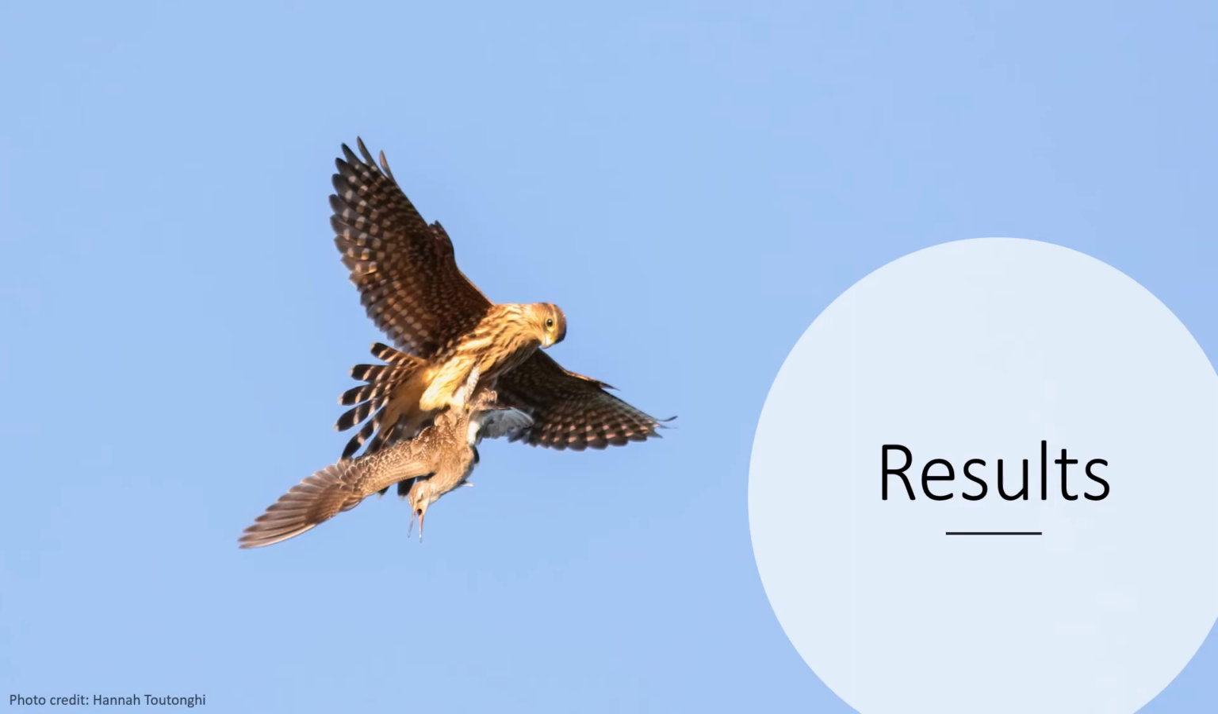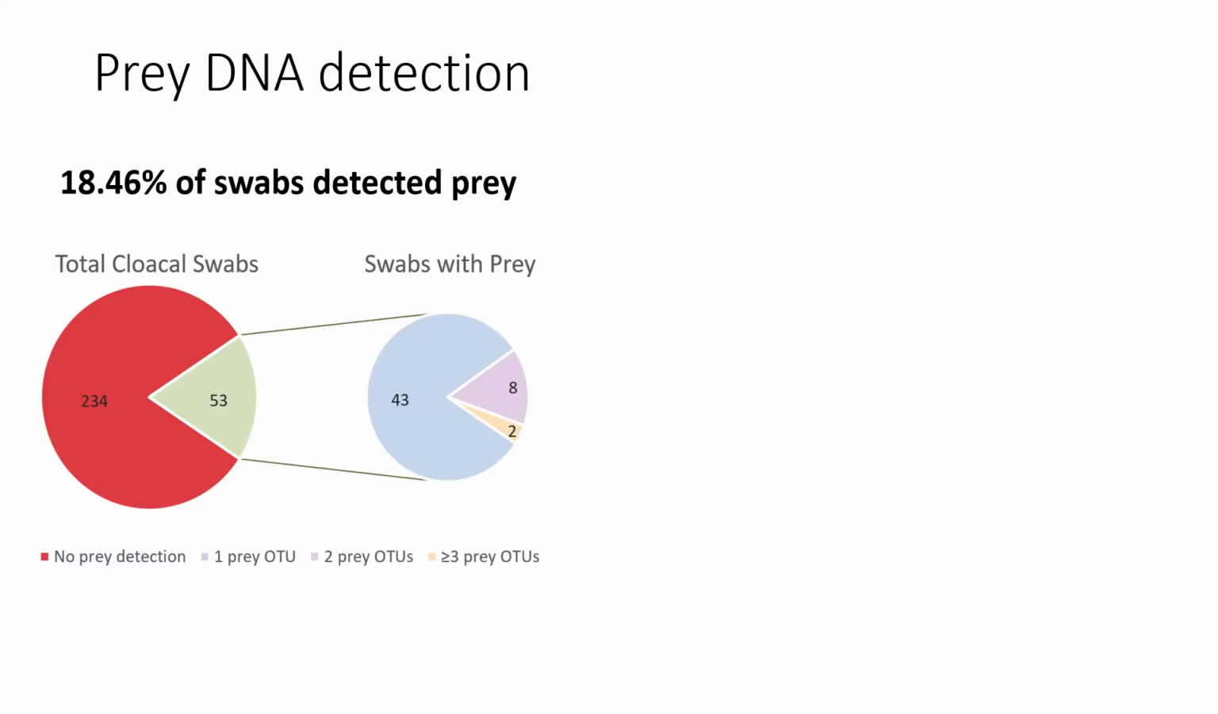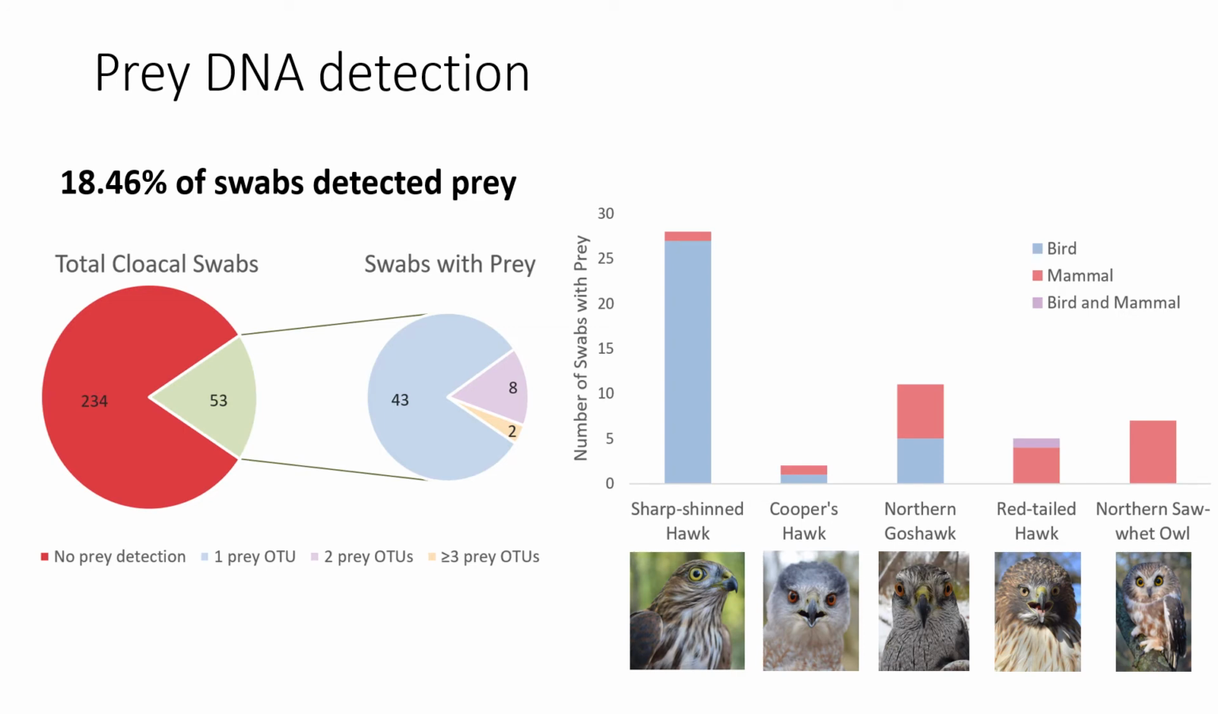Let's go on now to the results. Of the 287 cloacal swabs I analyzed, 18.46% had DNA from at least one prey species. The majority of the swabs with prey DNA detected one prey OTU, 8 swabs detected 2 prey OTUs, and 2 cloacal swabs had 3 or more prey OTUs. Of the 11 species of raptors I swabbed, 5 species had samples with prey detections. I think the main reason I did not see any prey detections for the other 6 raptor species is simply because of a small sample size for those species.